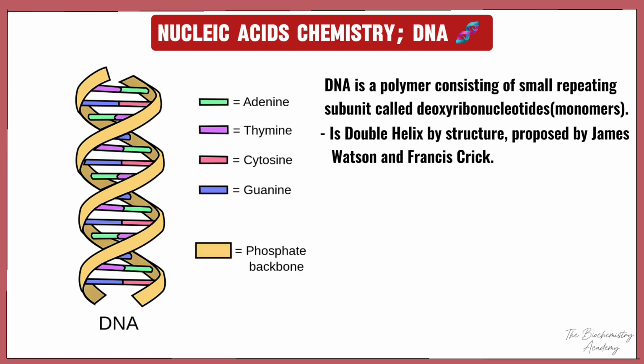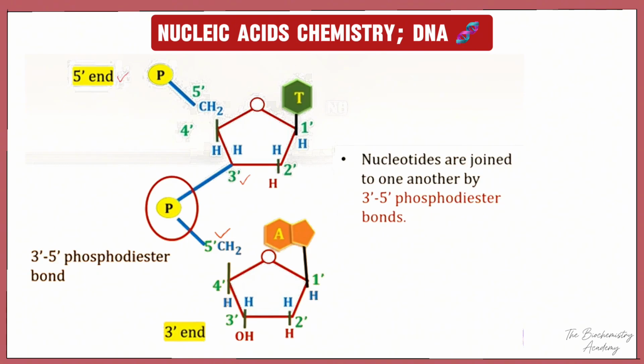Now, if we check the nucleotides in this structure here, they are joined together by a 3' to 5' phosphodiester bond. It is formed between the 3' carbon of this nucleotide to the 5' carbon of the other nucleotide. And if you notice, at this position, we have the 5' end and the 3' end. In the 5' end, it means that the terminal is not linked to any other nucleotide. And at the 3' end, it means that the terminal is also not linked to any other nucleotide.